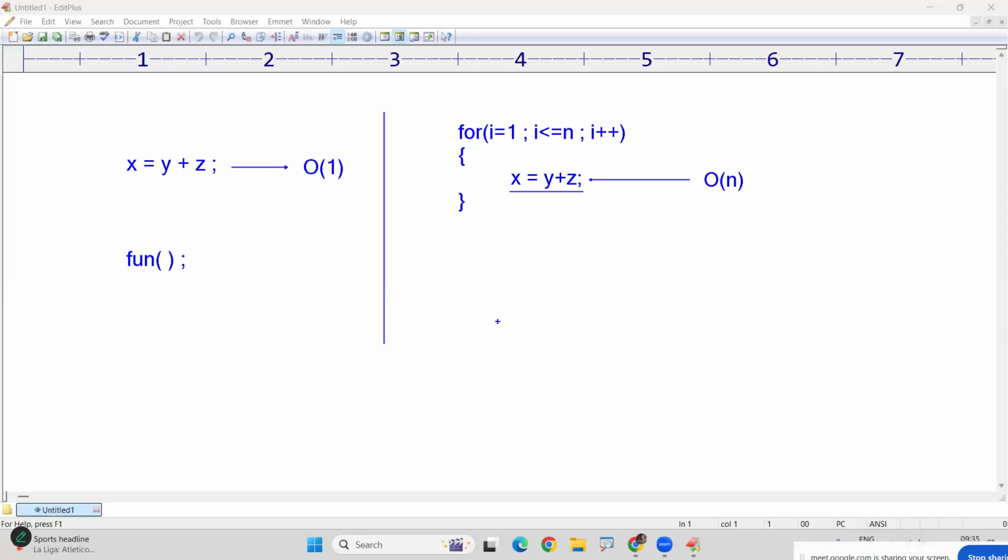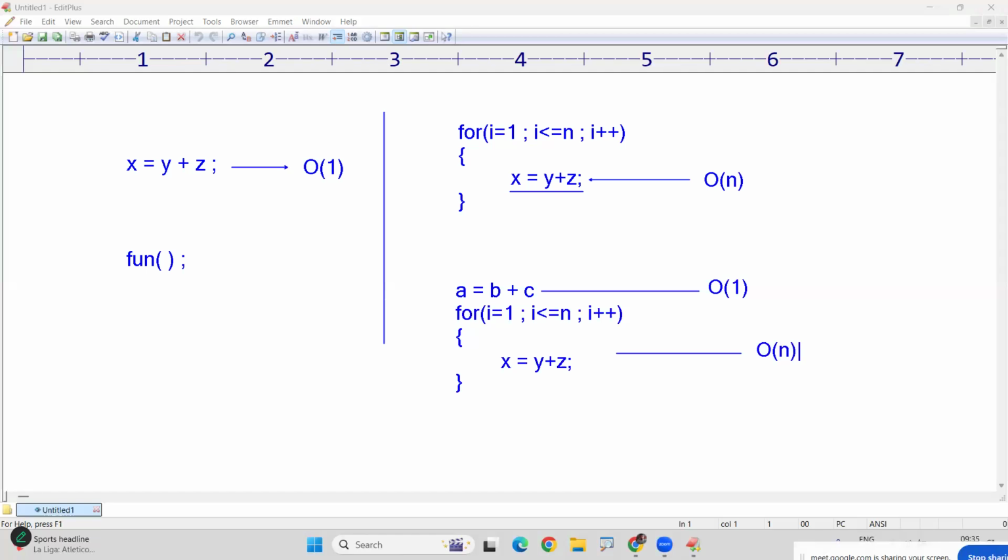Suppose we write it combined: outside, one calculation a equals b plus c, followed by a loop repeating 1 to n times. Inside we are doing another operation like x equals y plus z. As we know, that takes constant time, and it is taking n iterations.